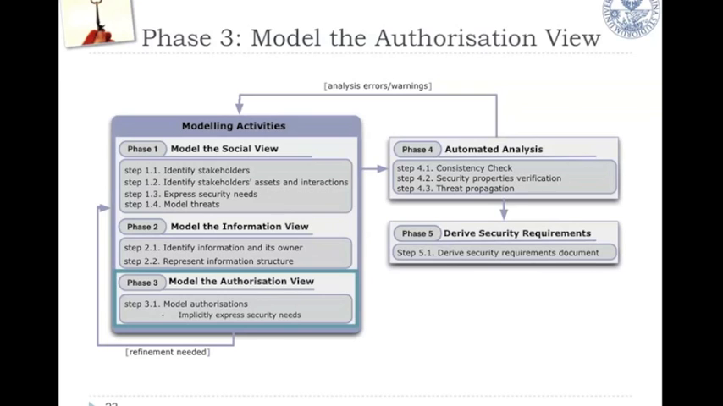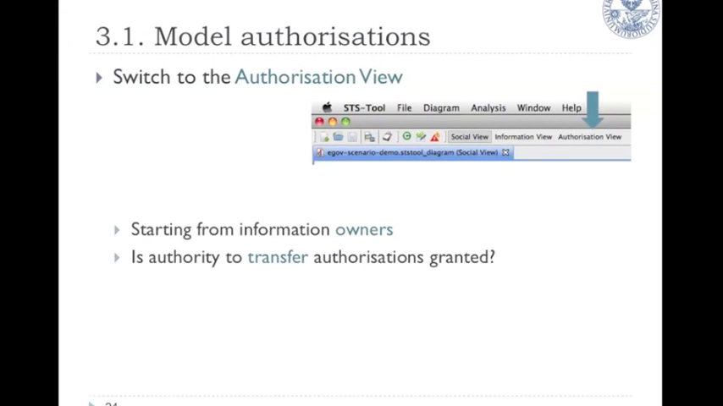And for this, we need to switch to the third view, the authorization view, again using the Views tab, and starting from information owners, we ask the question for each authorization relationship that we want to draw. We consider, is the authority to transfer authorizations granted? What is the authorization granted for? So what are the allowed operations? For which information? And is the scope limited to any goal, or is it that the authorization is granted for any scope?